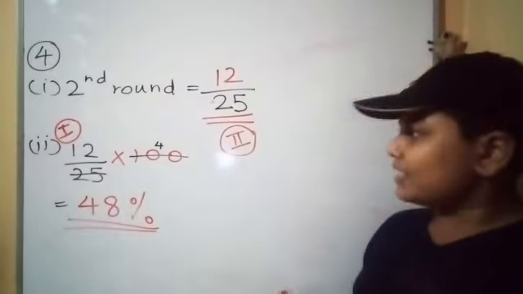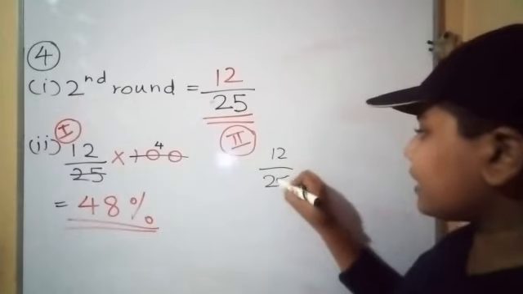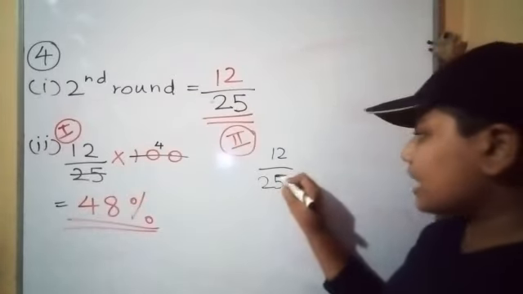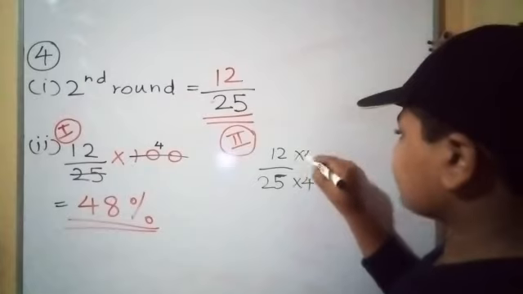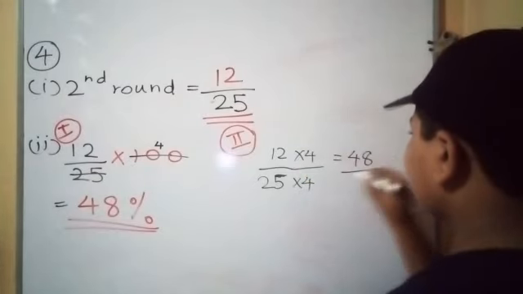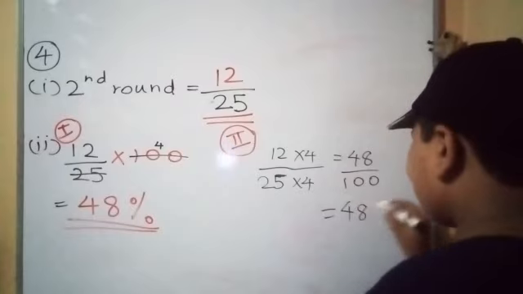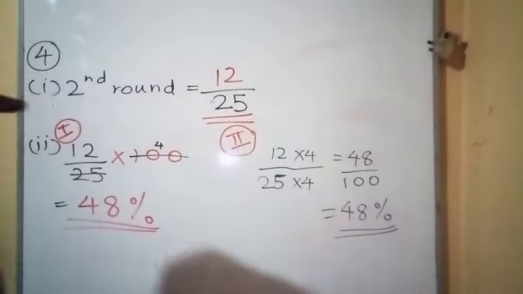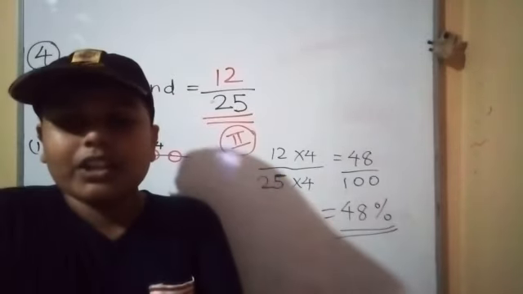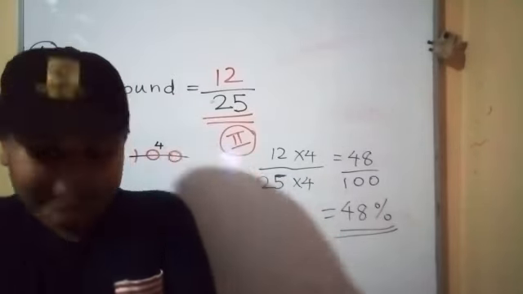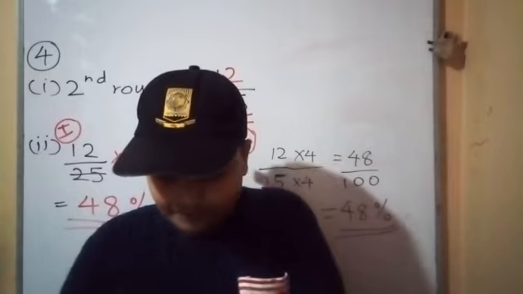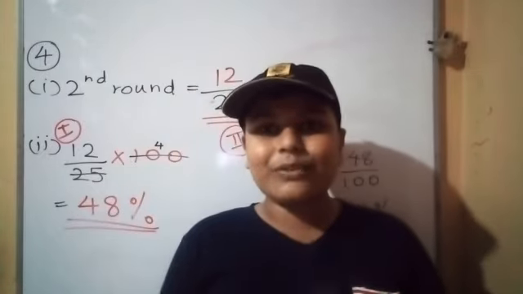What is the second method? Take 12 over 25. You want to get the same denominator of 100. That means multiply by 4, there also 4. That means 48 over 100. That means you can get 48% also. Both answers are the same. So 48% of contestants qualified to the second round in this poetry recitation competition. Right, now the fourth question is also finished.